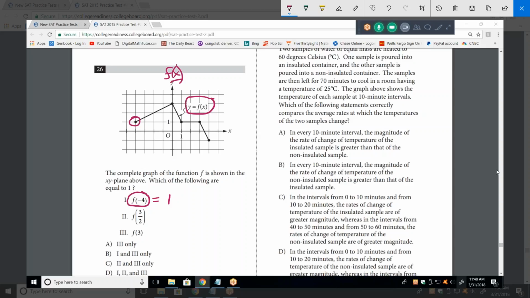What is f of 3/2? Remember, what's inside your parentheses is the x value. What it's equal to is the f of x value. Also 1? Correct, because that's the x value that corresponds to 3/2. That's the y value that corresponds to 3/2. So that's also equal to 1. Now, how about f of 3?